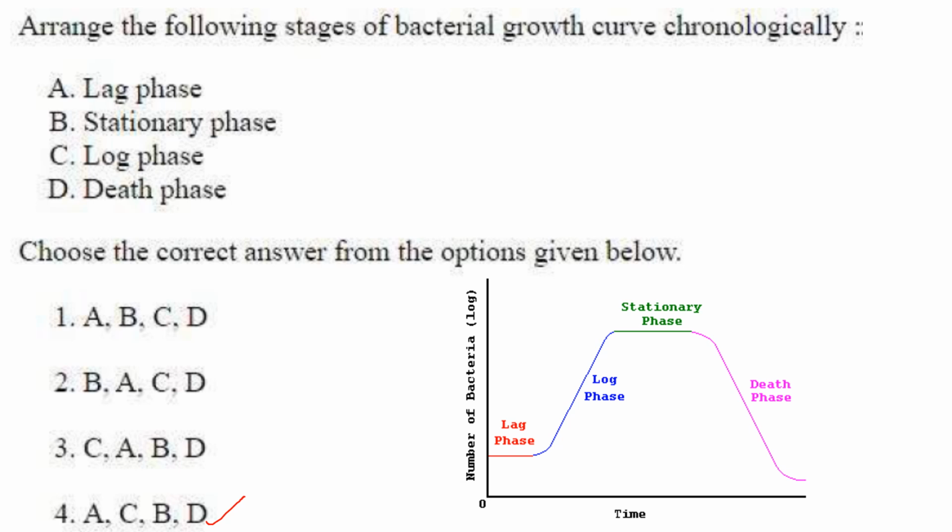Then next one. Arrange the following stages of bacterial growth curve chronologically. As you can see from the figure, it is lag phase, then log phase, that is exponential growth of bacteria. Then comes the stationary phase, and then comes the death phase. So the answer here will be A, C, B, D. A is lag phase, then log phase, then stationary phase, and finally death phase. So the answer is option 4.